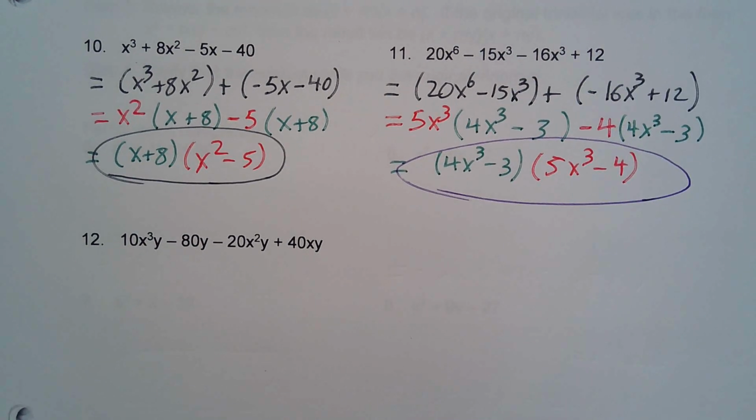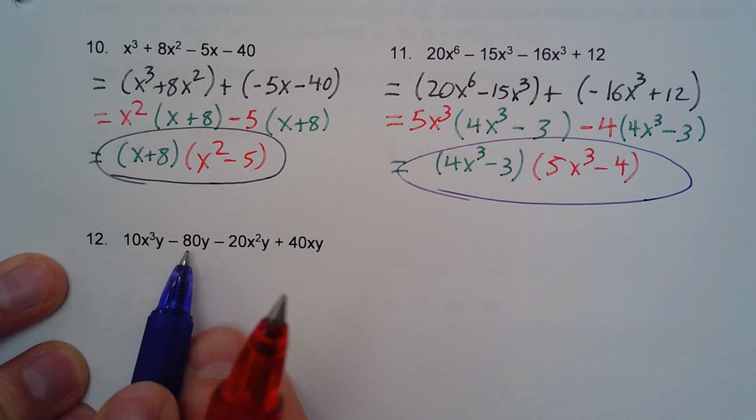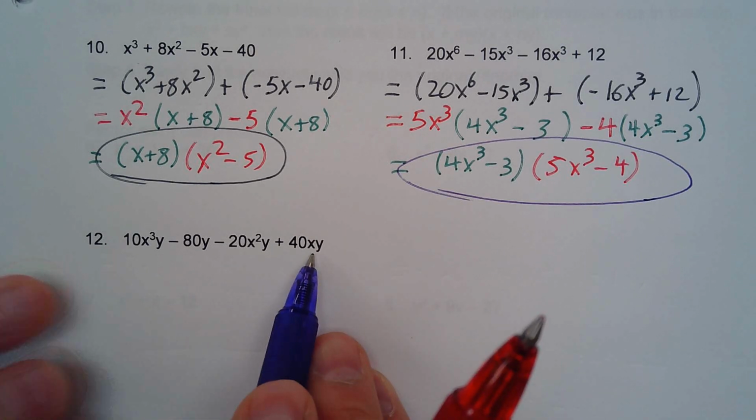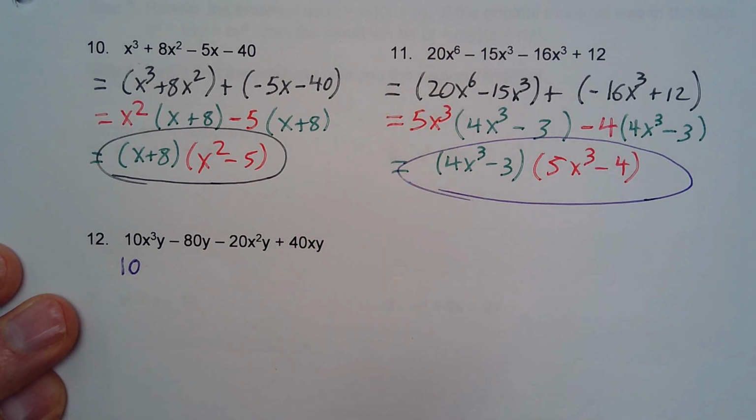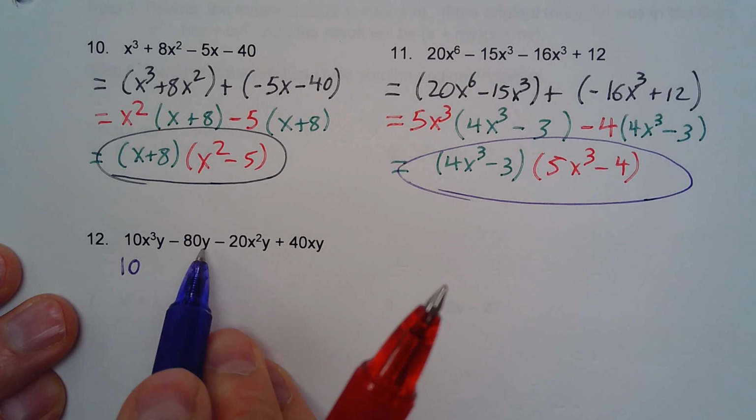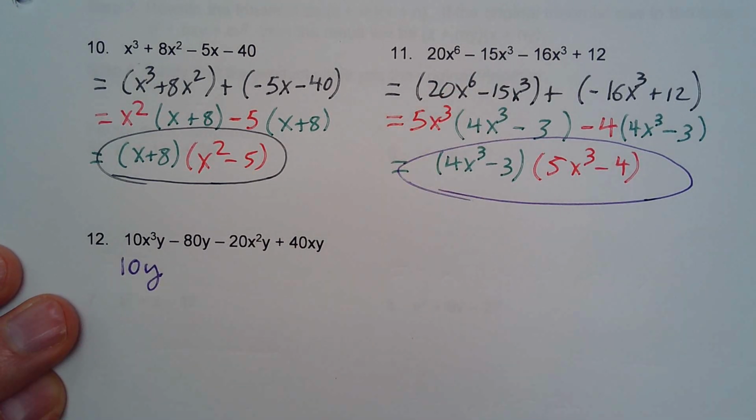Let's try one more of these. So again, before I do anything, I got to check, see if I got a greatest common factor. And if I look, I got 10, 80, 20, and 40. That has a common factor of 10. And then I also notice that each term here has a y. So I want to factor out a 10y.